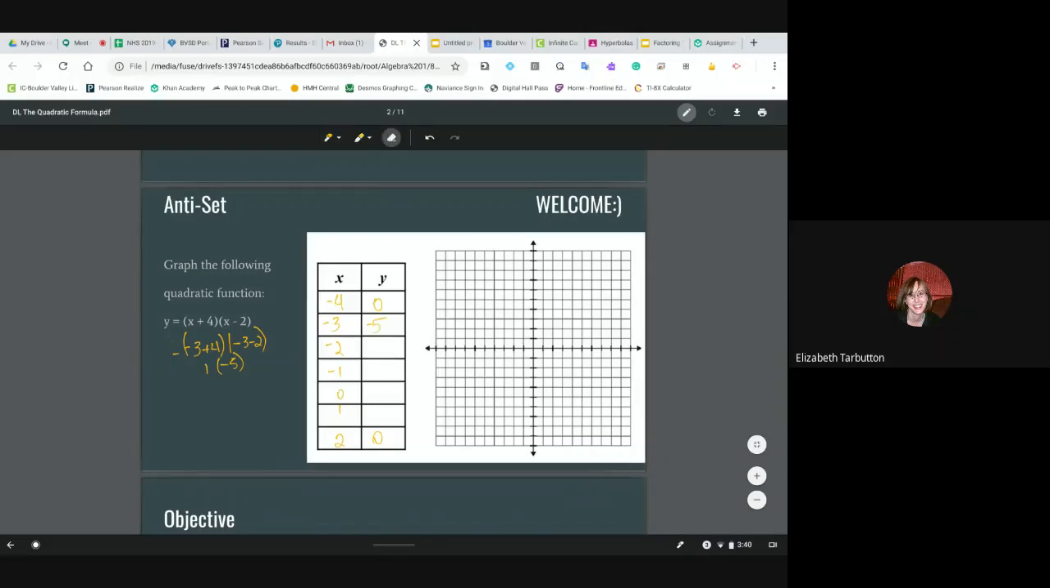Something that's kind of interesting is that we know there's symmetry in these equations, and -3, -5 is one value away from our zero at -4, 0. 1 is also one value away from the zero at 2, so I'm curious what's going to happen if I plug in 1. When I plug in 1, I get 5 times -1, which is -5. So we do get to see that there's that symmetry.